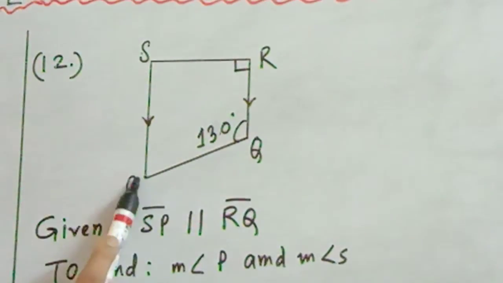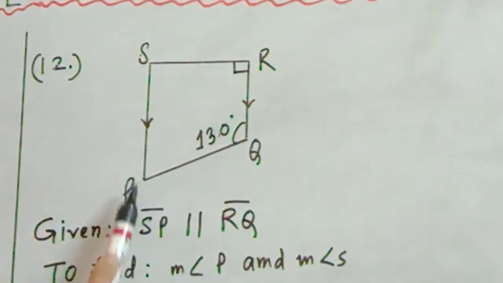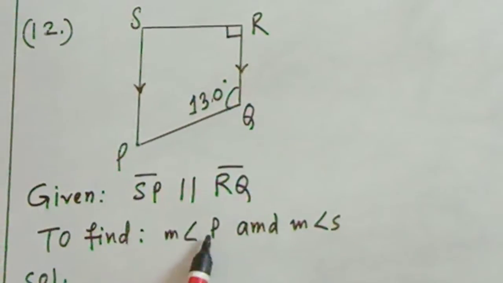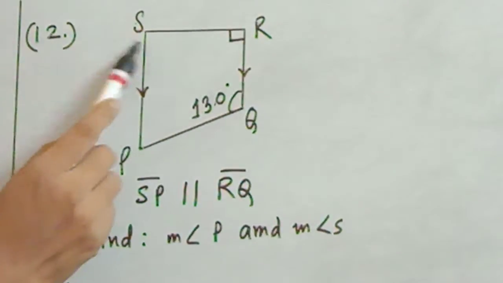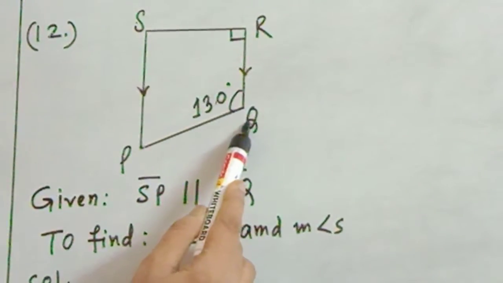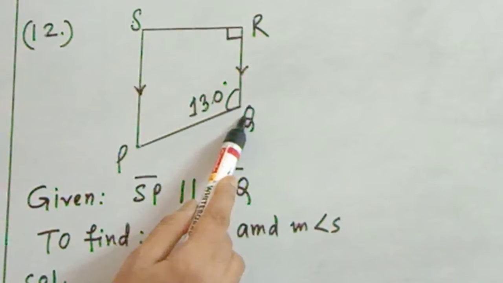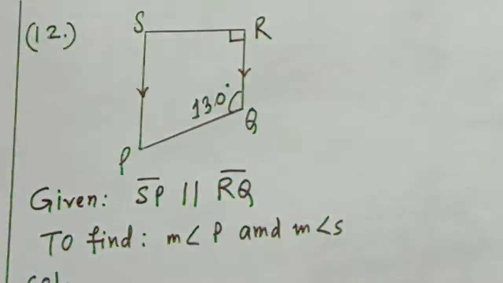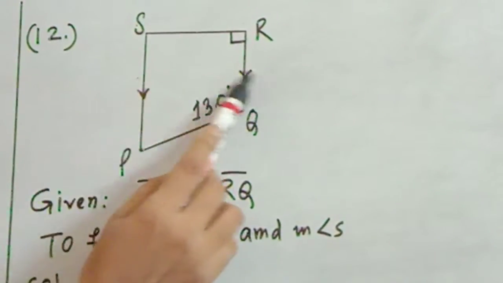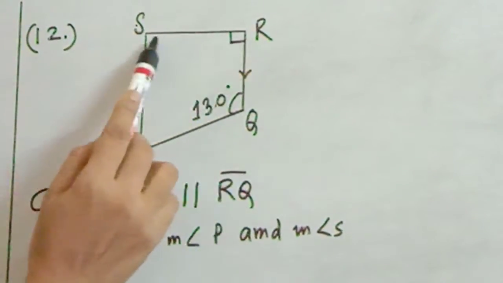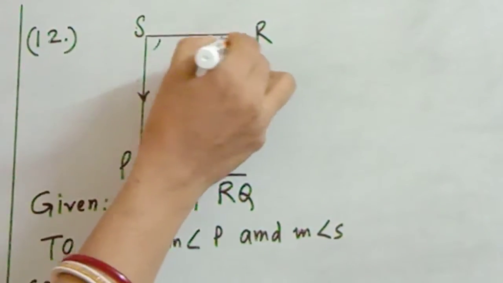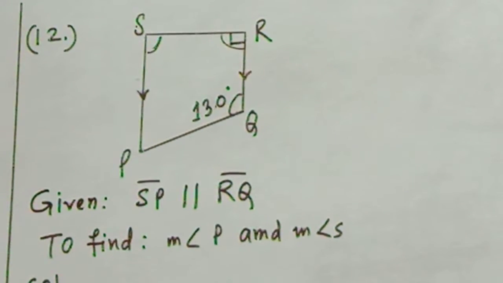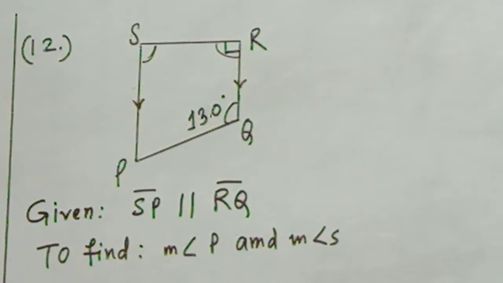Given that SR is parallel to PQ, and you have to find the measurement of angle P and angle S. Here it is given angle Q is equal to 130 degrees, and angle R, the symbol is telling us that it is 90 degrees. If these two lines are parallel, angle S and angle R are adjacent angles, and adjacent angles are supplementary, or their sum is 180 degrees, same thing.